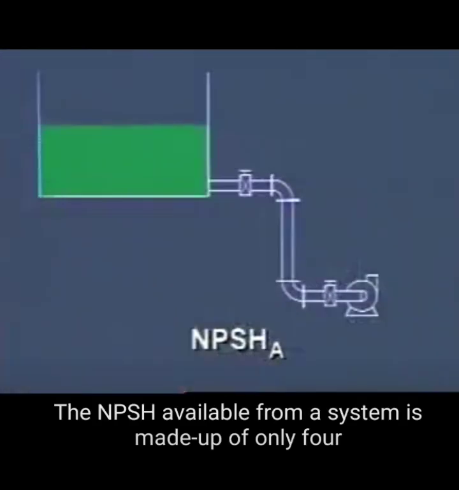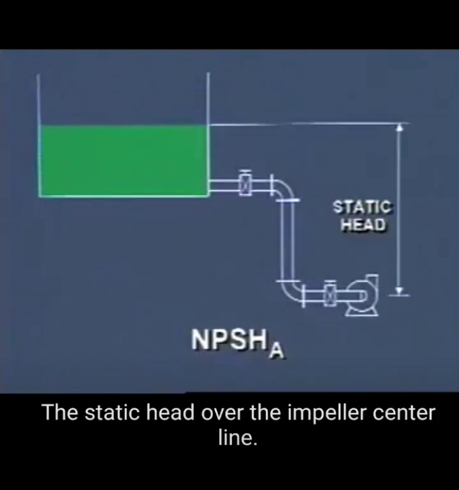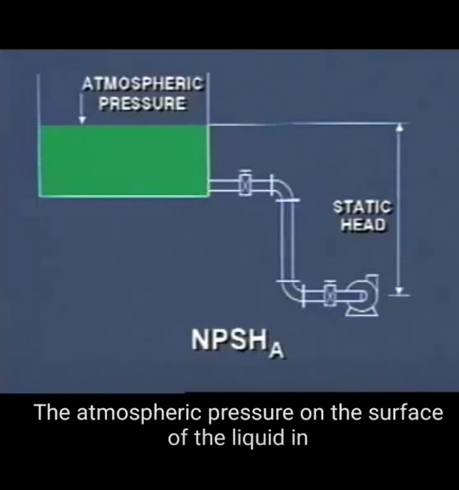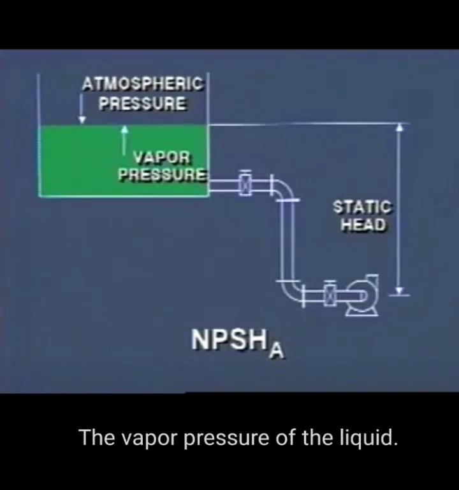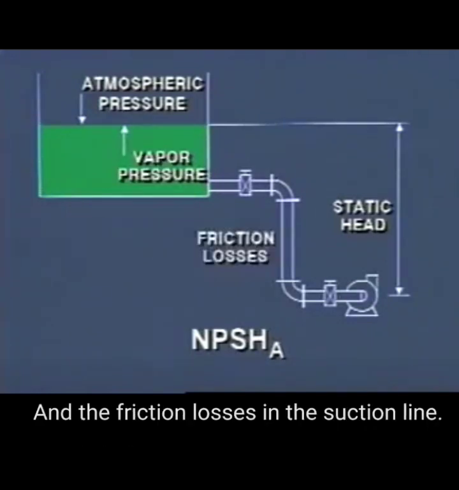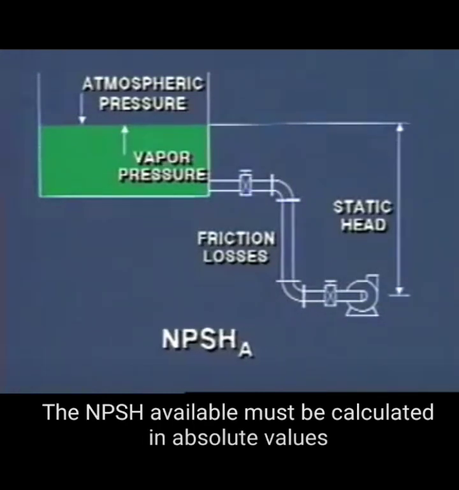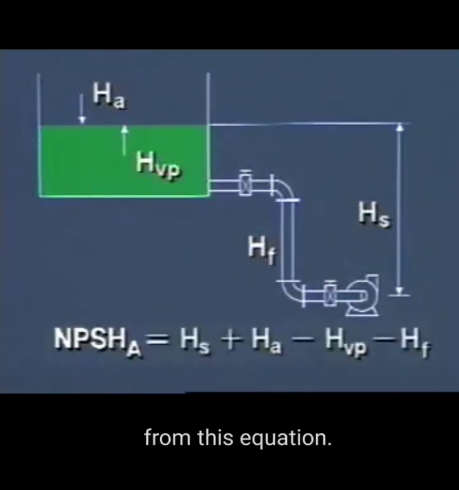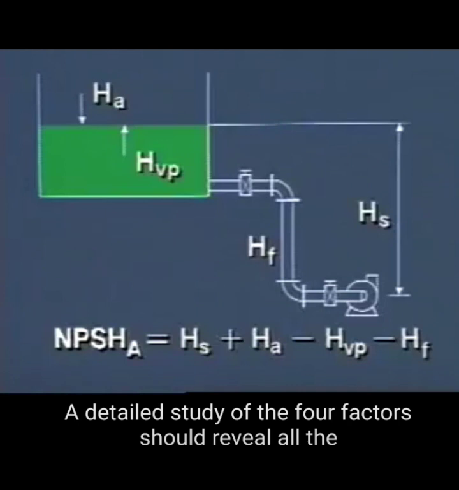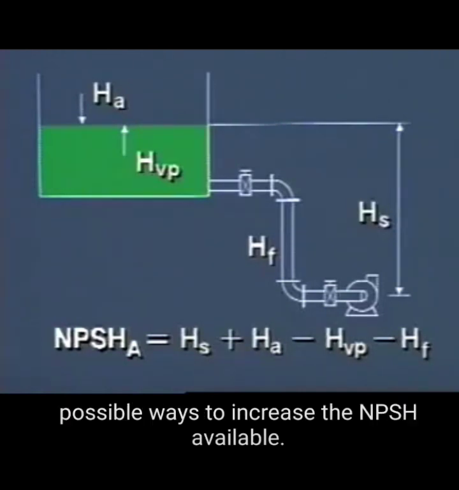The NPSH available from a system is made up of only 4 factors: the static head over the impeller centerline, the atmospheric pressure on the surface of the liquid in the open suction tank, the vapor pressure of the liquid, and the friction losses in the suction line. The NPSH available must be calculated in absolute values from this equation. A detailed study of the 4 factors should reveal all the possible ways to increase the NPSH available.